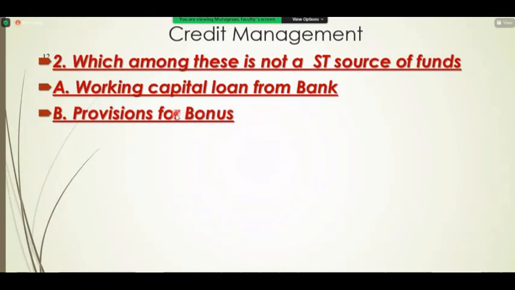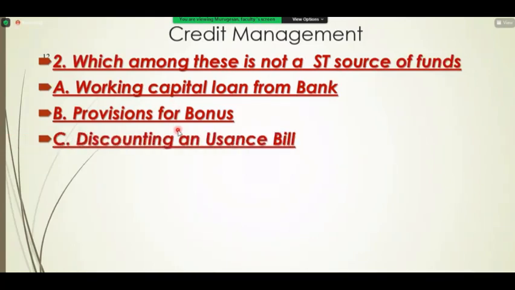Provision for bonus is a short-term source. Here the question is, which is not a short-term source? So provision for bonus is a short-term source. Discounting a usance bill. Supposing there is a bill payable after 3 months. The 3 months bill is discounted. Now, discounting a trade bill is not a term loan, it's a short-term loan, it is a source, a short-term source. So that is also short-term. The question is, which is not?